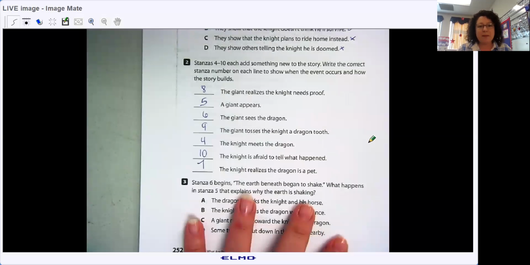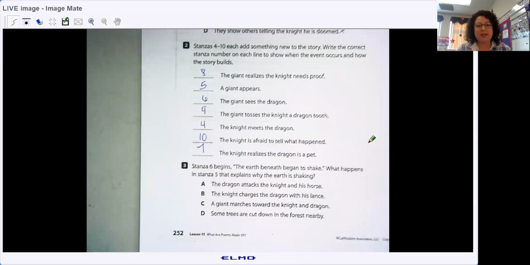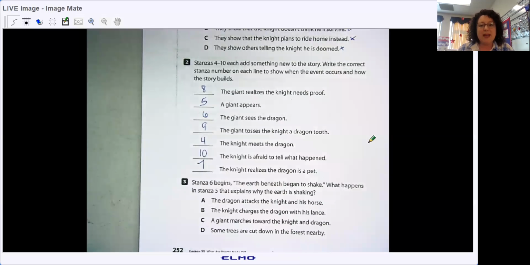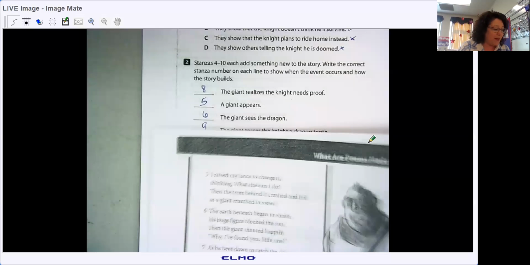All right, let's look at number 3. Stanza 6 begins, the earth beneath began to shake. What happens in stanza 5 that explains why the earth is shaking? Once again, it's telling you where to find the answer. Let's go back to stanza 5.